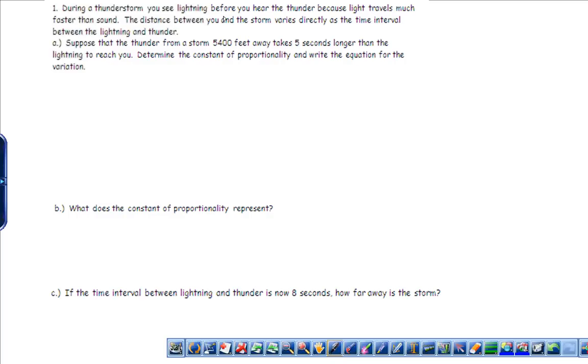During a thunderstorm, you see lightning before you hear the thunder, because light travels much faster than sound. The distance between you and the thunderstorm varies directly as the time interval between the lightning and thunder. Okay, before I go any further, I'm going to write down my varies directly equation, y equals k times x. Suppose that thunder from a storm 5,400 feet away takes 5 seconds longer than the lightning to reach you. Determine the constant of proportionality. This is the first thing I need to do. And write an equation for the variation. This would be the second part I need to do.